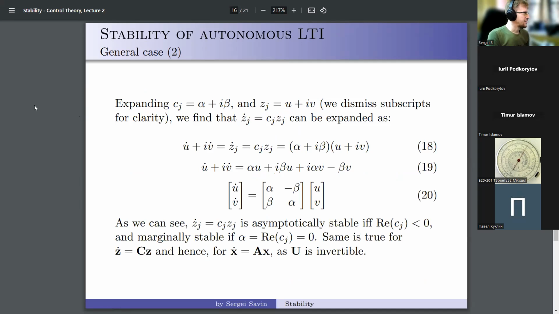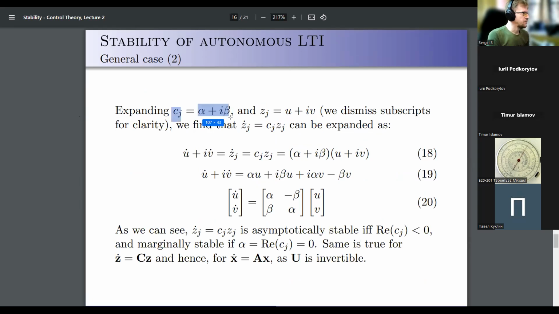Now, we define c as being equal to alpha plus i beta, just to name specific variables for the real part of the eigenvalue and the imaginary part of the eigenvalue. This is not an assumption, this is just a naming of the variables. And for z, we will define the real part as u, the imaginary part as v. I dismiss the subscripts, so those sub j, just so we don't overload ourselves with subscripts. I think it is clear. They're all sub j.